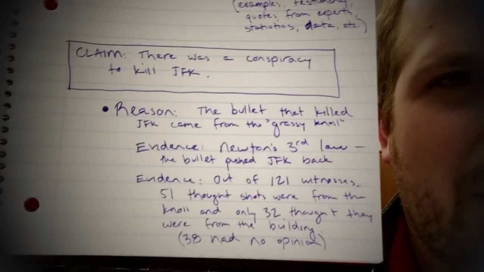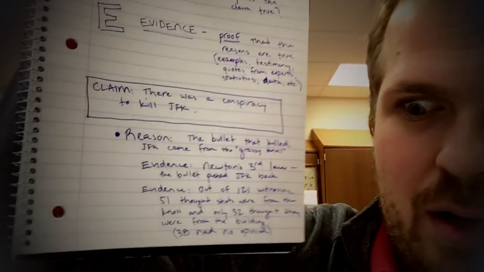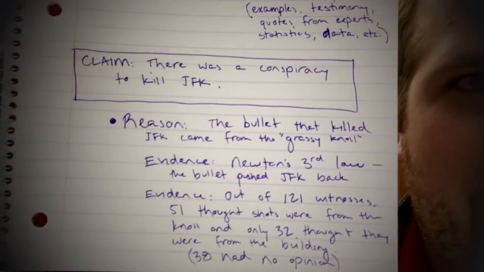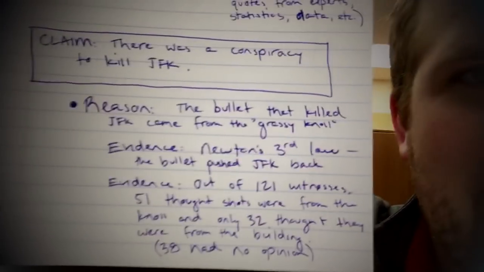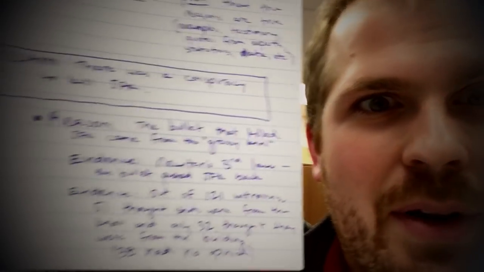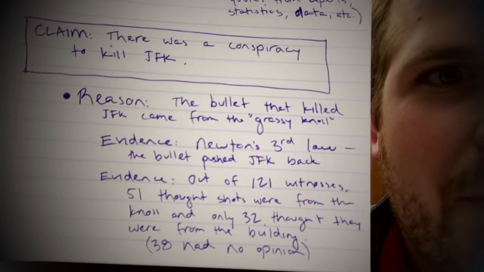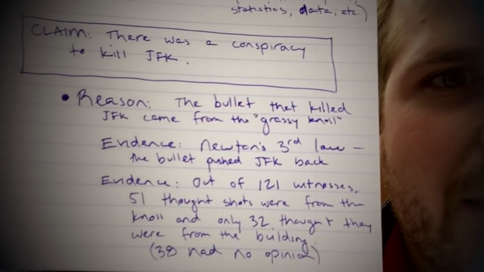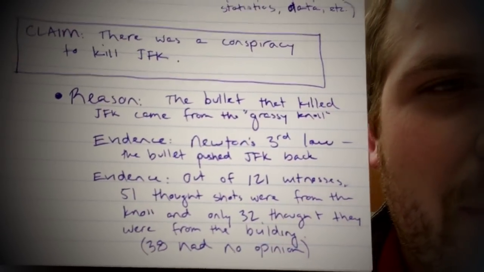And the evidence that they used in this article was that Newton's third law of motion states that every action has an equal opposite reaction. That forced JFK backwards. His body jerked backwards. So that would clearly be what happened to him. He was shot from the front. And the other evidence was out of 121 witnesses, 51 thought that the shots were fired from the grassy knoll, and only 32 thought that they were fired from the building. 38 had no opinion.